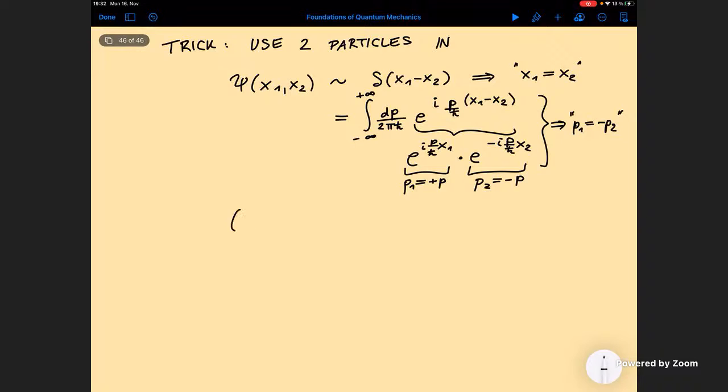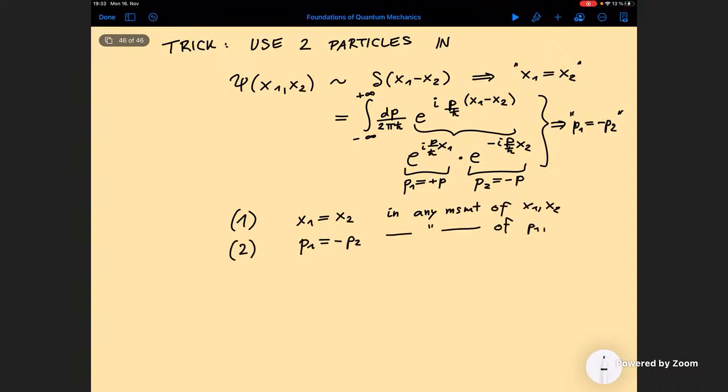Let's summarize this again, and then it's enough for today. You have constructed a wave function where if you measure the positions at both sides, you always get x1 equals x2 in any measurement of positions. Whereas if you choose to measure the momenta on both sides, you get p1 equals minus p2 in any measurement of the two momenta.